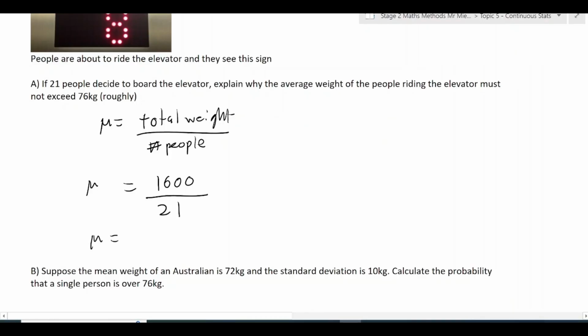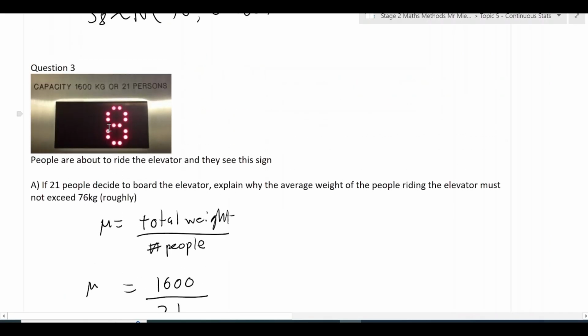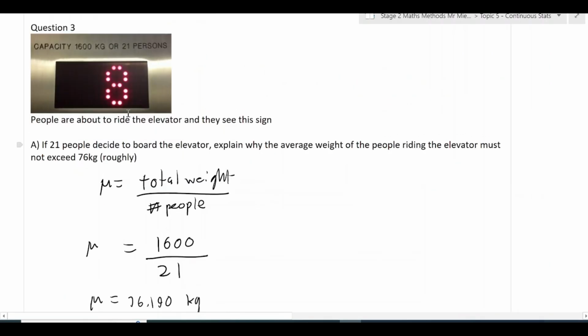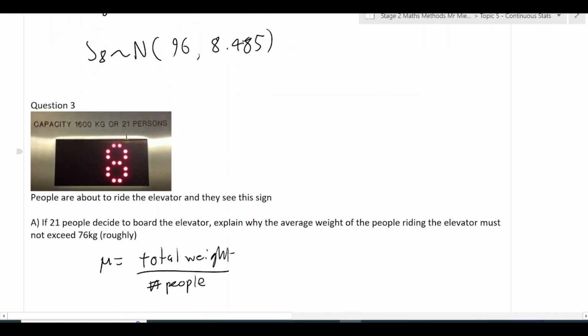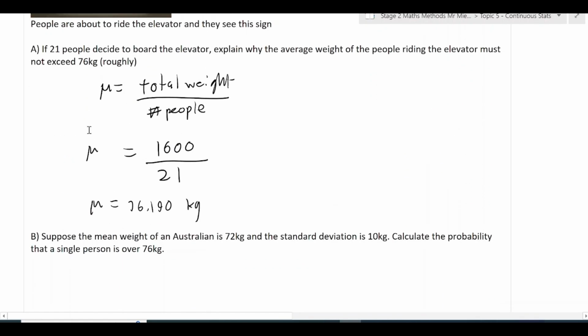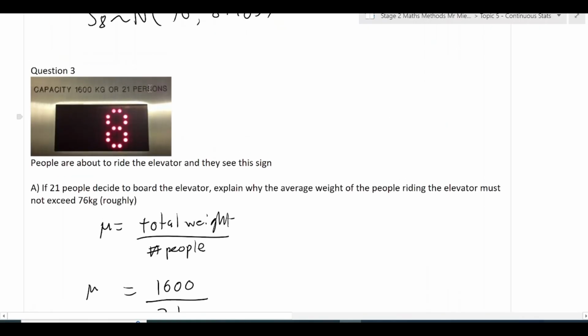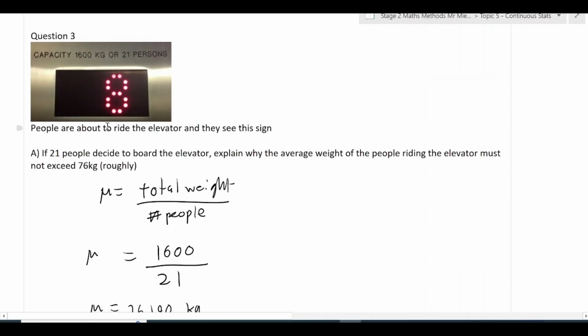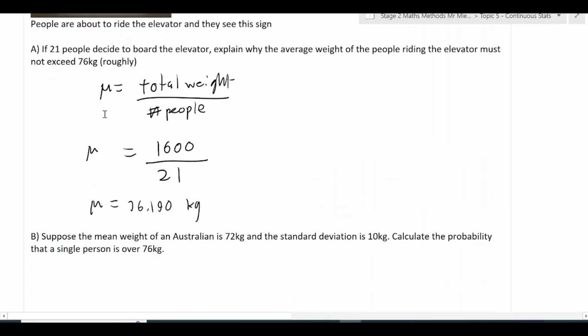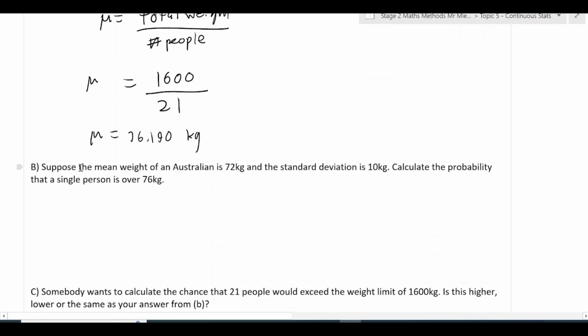76.190. So basically this elevator is saying, yeah, you're allowed to have 21 people in there as long as the average weight is no bigger than 76. So if you put 21 people who are all 100 kilograms in there, that's going to be 2,100 kilograms, and you're going to have issues with your elevator there. If you actually look at most elevators in the real world, you'll find the average weight is actually kind of scarily low compared to the real average weight of people. But anyway, next thing here.